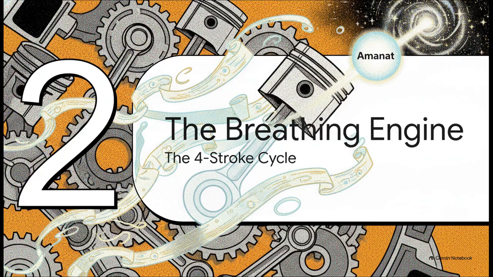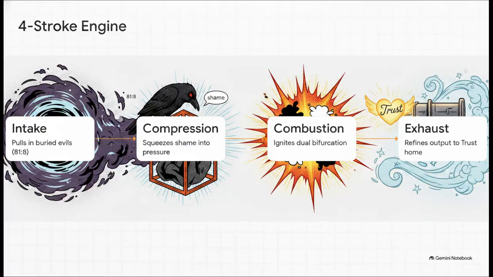Moving to section 2, the breathing engine and its 4-stroke cycle. This is where it gets incredibly mechanical. The scripture maps out a massive 4-stroke cycle designed to finally deliver that Amanat home. Think of it as 4 cosmic breaths. Breath 1 is the intake. It draws in the buried evils from 81:8, the questioned souls, the slurry of arrogance, the inverted pride. The timer, or Mīqāt, ticks while the book remains sealed.